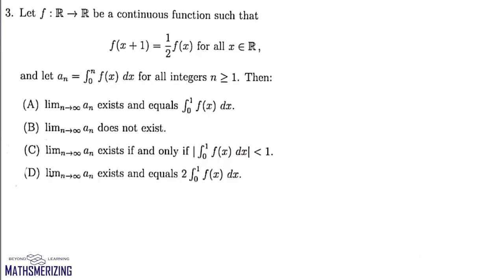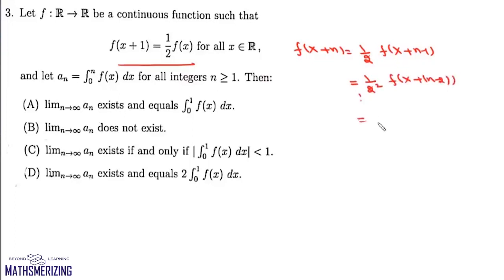Now this third question is, we are given that f(x + 1) = 1/2 f(x). Now let a_n equal the integral from 0 to n of f(x) dx. We need to find this limit n tends to infinity of a_n. Now in this equation, if we put x as x + n - 1, then we can write f(x + n) as 1/2 f(x + n - 1), which will be equal to 1/2² f(x + n - 2), and using iteration it will eventually come to 1/2ⁿ times f(x).